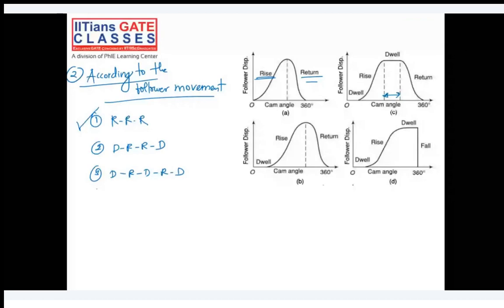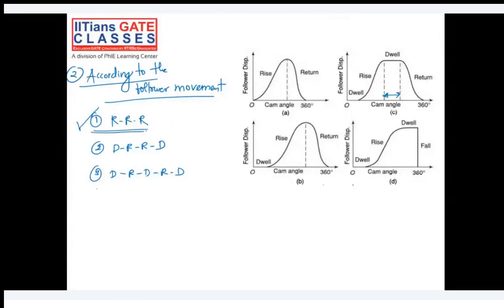So if dwell is zero, it is an RRR kind of arrangement. So basically rise, return, and rise. RRR stands for rise, return, and then again rise. Is the first type clear? Second type, DRRD: dwell, rise, return, and then again dwell.